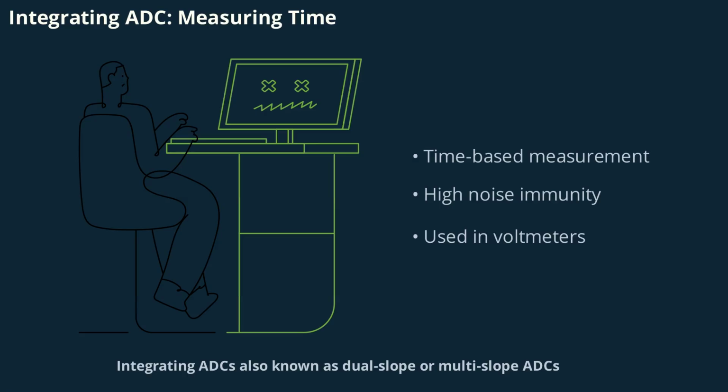Integrating ADCs, also known as dual-slope or multi-slope ADCs, are designed for precision measurements over longer periods. They work by integrating or summing the input signal over time and then measuring how long it takes to return to zero. This method is highly immune to noise and is commonly used in digital voltmeters and other laboratory instruments.